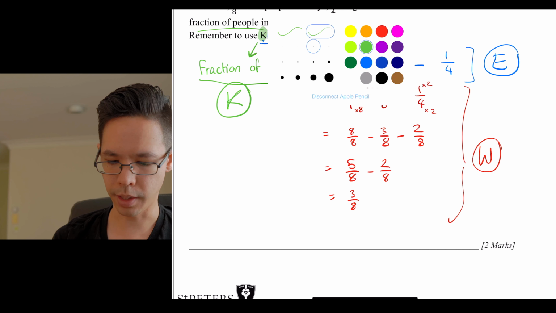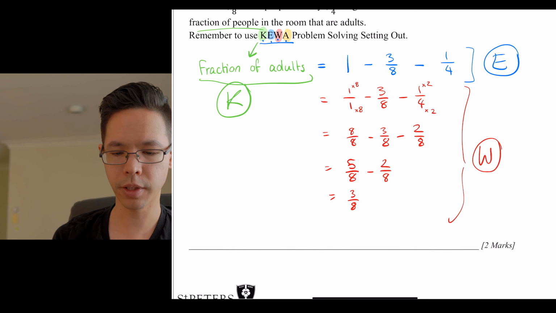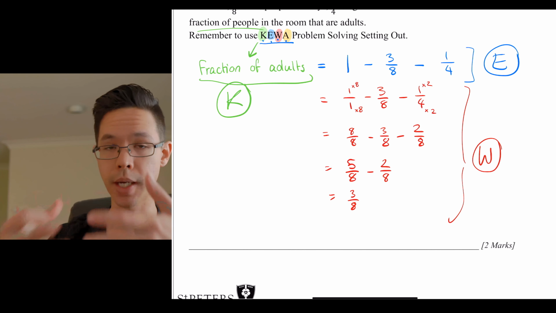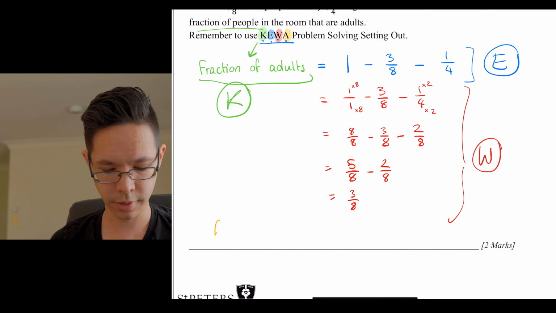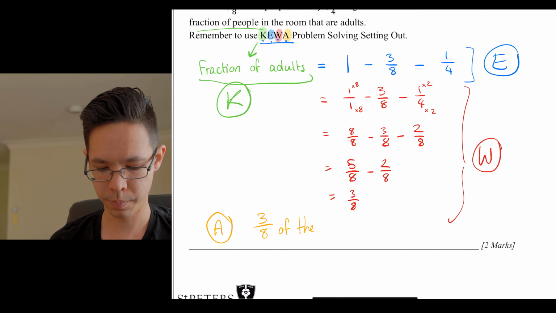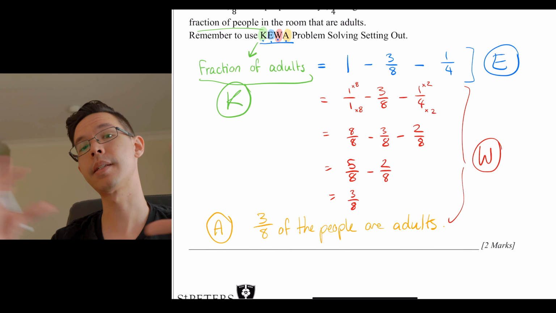And now we are up to, what color should I use? Orange? I'll use orange. A for Kiwa is present your answer as a statement. Write it in English. You're not actually quite done yet. This is kind of meaningless unless you've presented it in English form. So the A step here is 3/8 of the people are adults. Okay, so that is the Kiwa format.